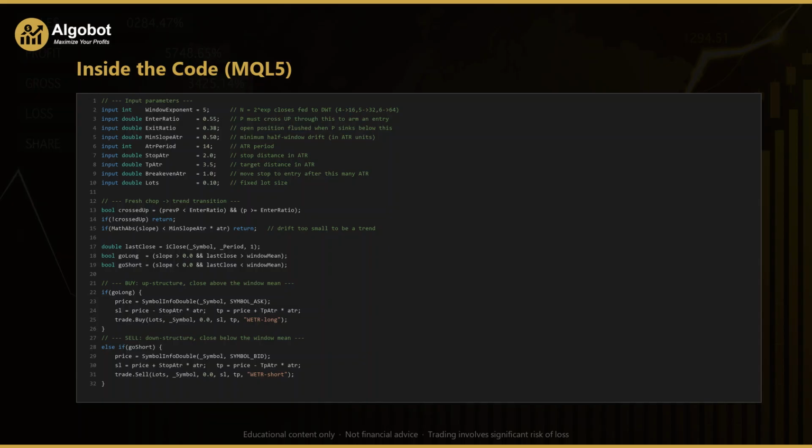Then it reads the latest completed close and compares it to the window mean. Go long is true when the slope is positive and the close is above the mean. Go short is true when the slope is negative and the close is below the mean. For a long, the code takes the ask price, places the stop 2 ATR below and the target 3.5 ATR above, and calls trade.buy. For a short, it takes the bid price, places the stop 2 ATR above and the target below, and calls trade.sell. Notice both sides are perfectly symmetric, the same logic, simply mirrored.